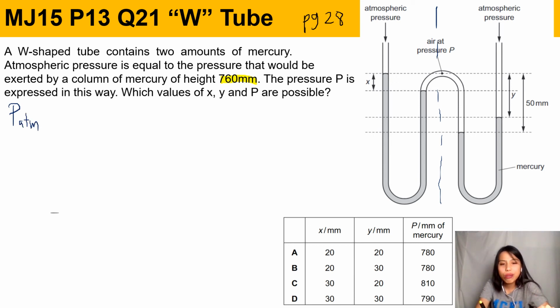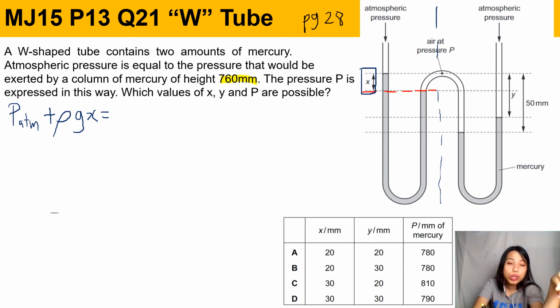Where are we going to choose our reference line? Here, let's choose this. Because below this is all mercury, all the same pressure, so nothing interesting. Everything above this, oh, then there's different stuff happening, so we want to be careful about that. So atmospheric pressure on the left. Then you have a mini little column of mercury here. So rho Gx equals, what's on the right side? Air pressure at P. We don't know. Let's just call it P. Sure. P.